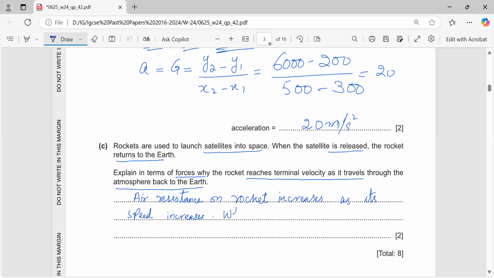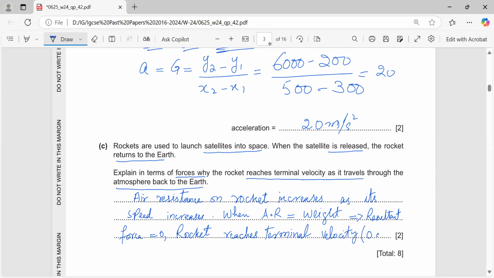So write the next point: air resistance becomes equal to weight. This implies that the resultant force is equal to 0 and the rocket reaches terminal velocity. Even in brackets, if you want, you can write 0 acceleration. That can be the answer.